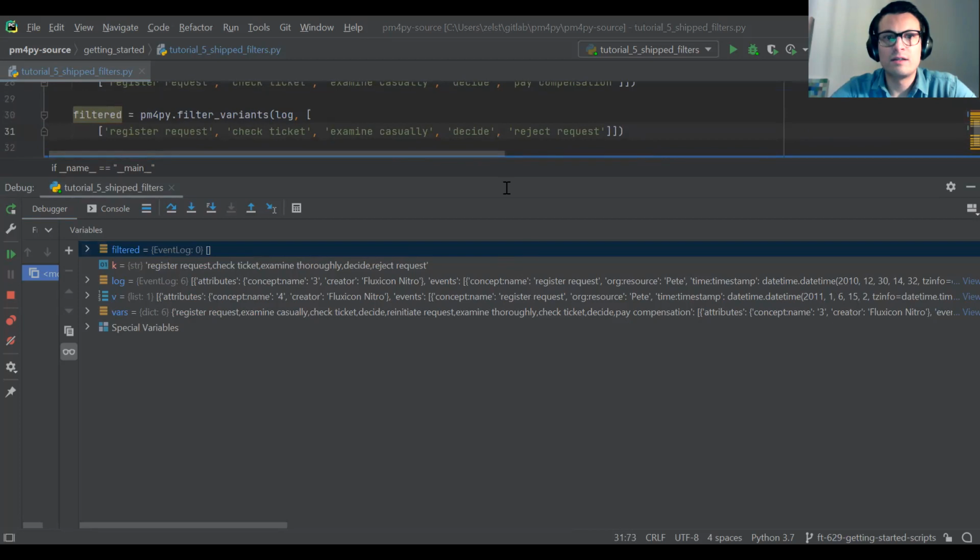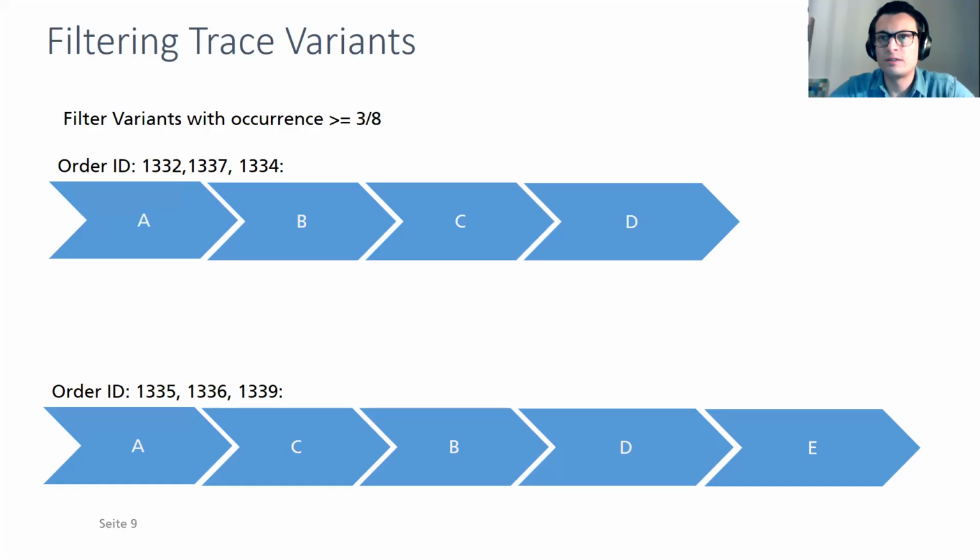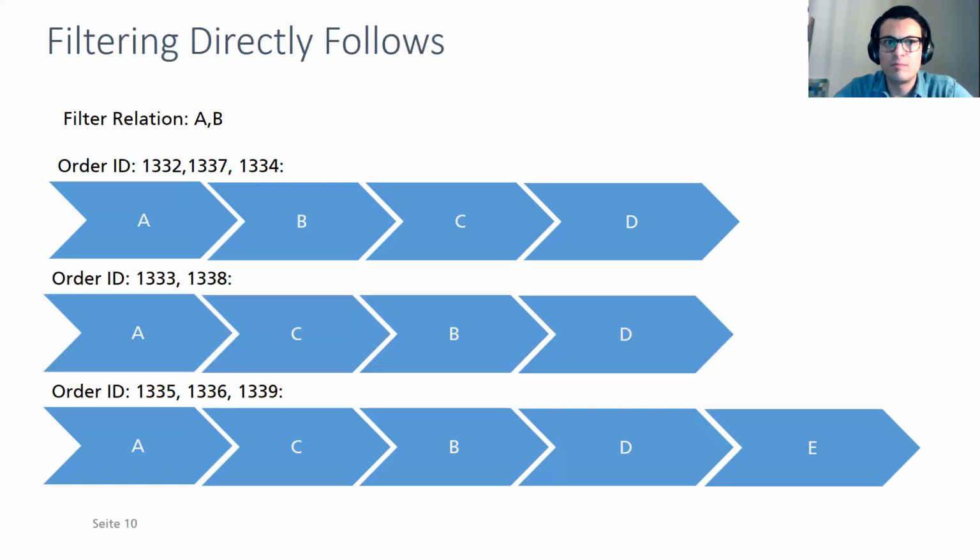Okay, then let's consider the next type of filters that we implemented in pm4py, which we call directly follows relation. So directly follows relation is fairly simple. A directly follows relation implies that if I observe some activity and it's directly followed by some other activity, it adheres to a directly follows relation of that type.